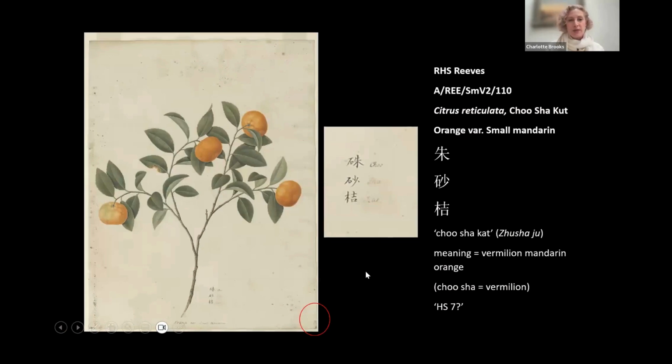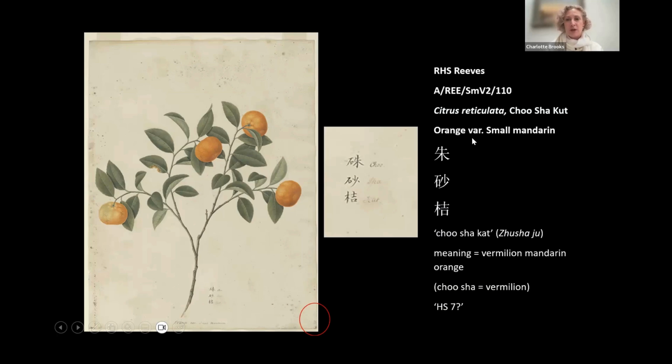And then finally, I want to talk about the citrus, because this is where we see further evidence when we look at the RHS Reeves collection in combination with the Natural History Museum. So here the text takes a much more prominent position. We have a transliteration along the side, and then down at the bottom we have the beginning of a first attempt at creating a Latin name or a Western identification.